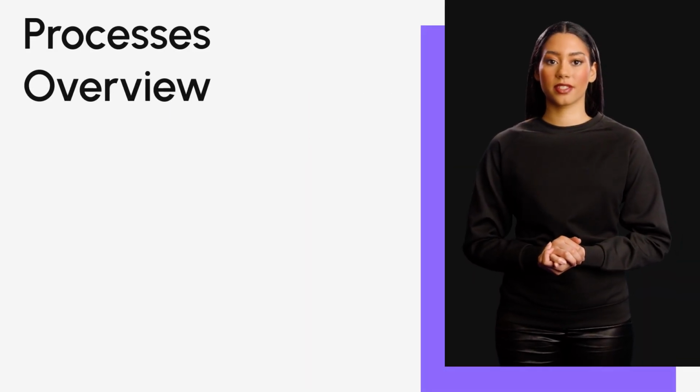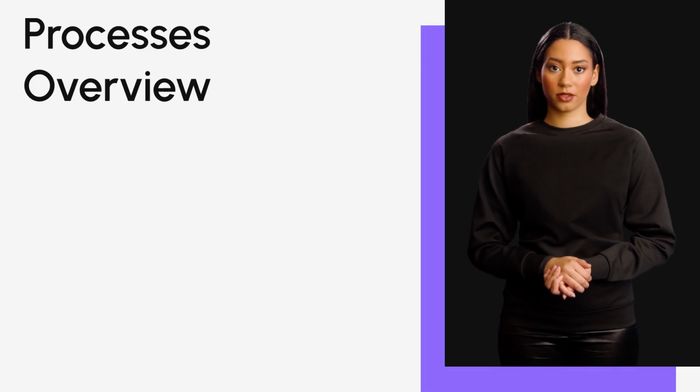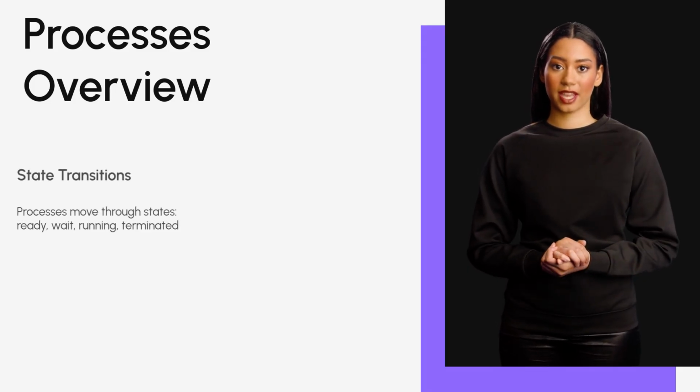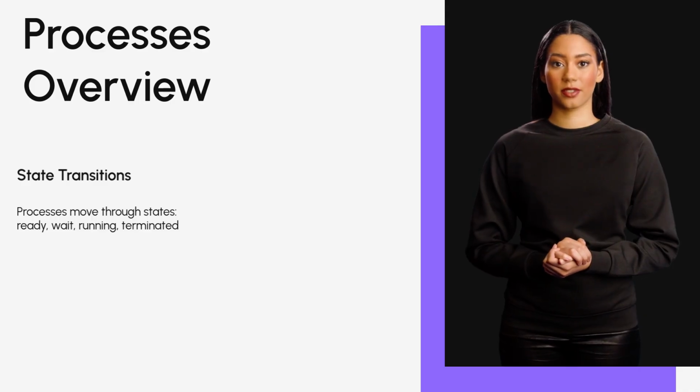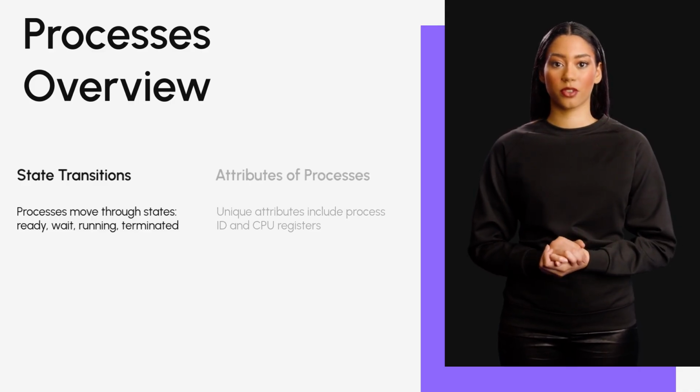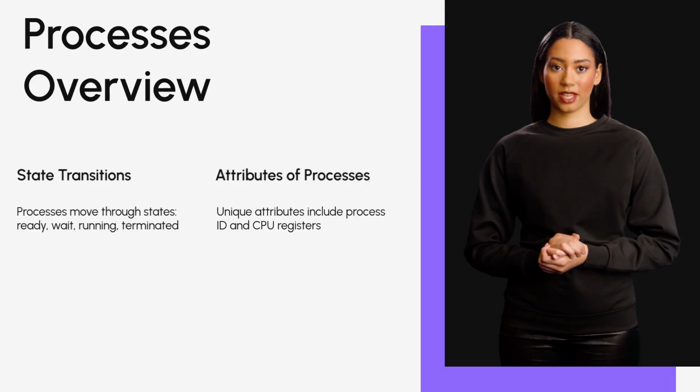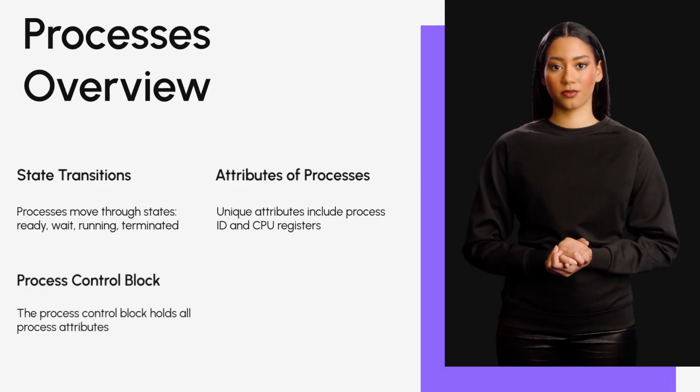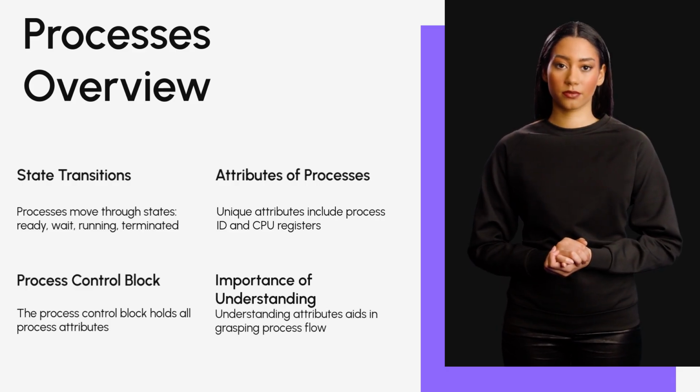Processes move through states: ready, wait, running, and terminated. Each process has unique attributes like process ID and CPU registers. The process control block holds these attributes. It's vital for resuming execution after interruptions. Understanding this helps in grasping process flow.